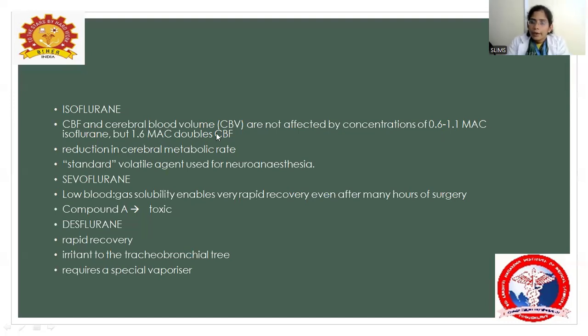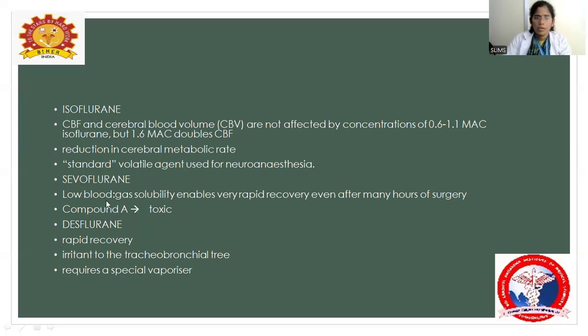So, if you are using isoflurane for a neurosurgery case, always keep the MAC at 0.6 to 1.1. Do not increase above this, because if you increase it above this, the cerebral blood flow will increase and the ICP will further increase. Okay, it also reduces cerebral metabolic rate. So, isoflurane is a standard volatile agent which is used for neuroanesthesia.